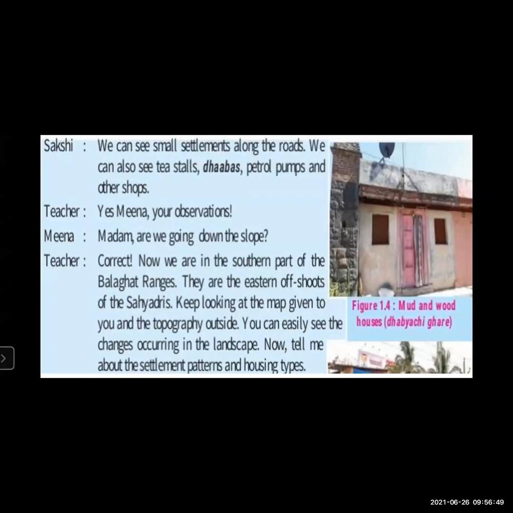Yes, Meena. Your observations. Meena: Madam, are we going down the slope? Teacher: Correct. Now we are in the southern part of the Balaghat ranges. They are the eastern offshoots of the Sahyadris. Keep looking at the map given to you and the topography outside. You can easily see the changes occurring in the landscape. Now, tell me about the settlement patterns and housing types.